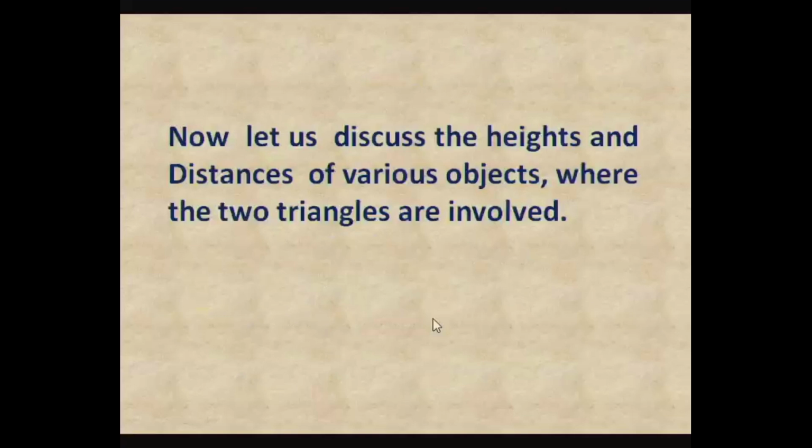Dear children, in the previous session we discussed how to solve problems with one right angle triangle and trigonometric ratios. Today we are going to discuss how to solve problems with two right angle triangles and trigonometric ratios. Now let us discuss the heights and distances of various objects where two triangles are involved.